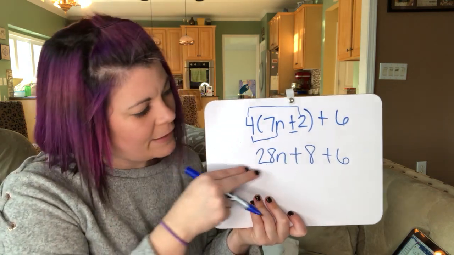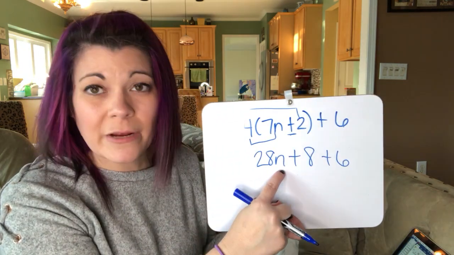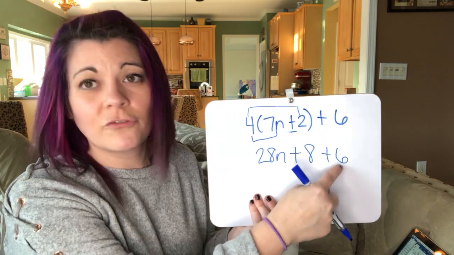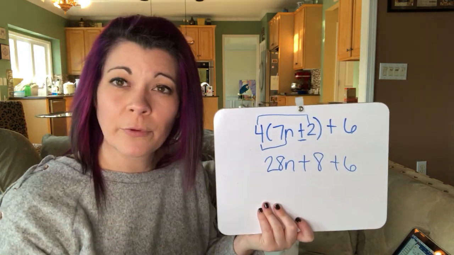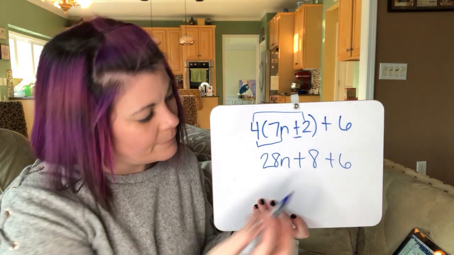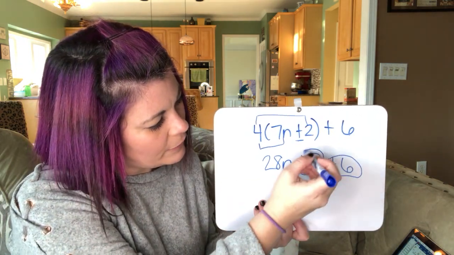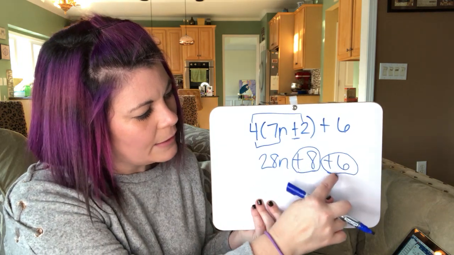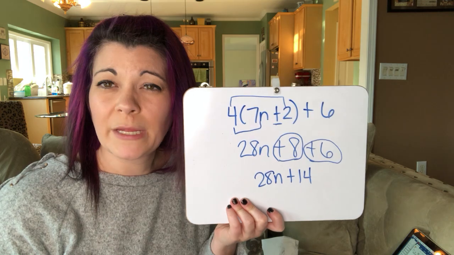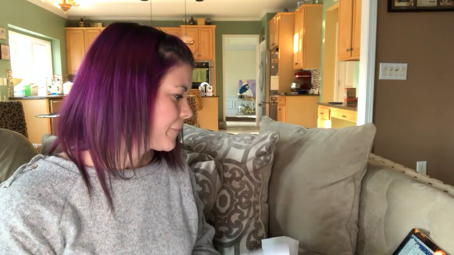Now I see if I can find any like terms. There's no other n's. But I do see that I have 2 constants that have no variables. So that means that they're like terms. I can combine them. Remember, take the operation that's in front. So plus 6 plus 8, which means positive 8 plus 6. That would be 14. So 28n plus 14, because there's nothing to combine 28n with, so we just bring it down.